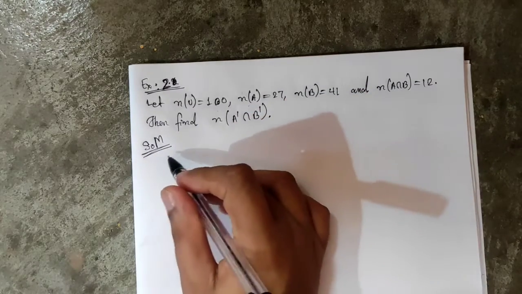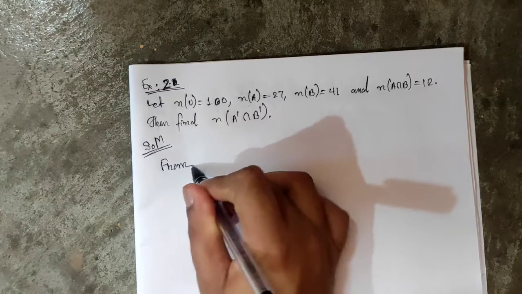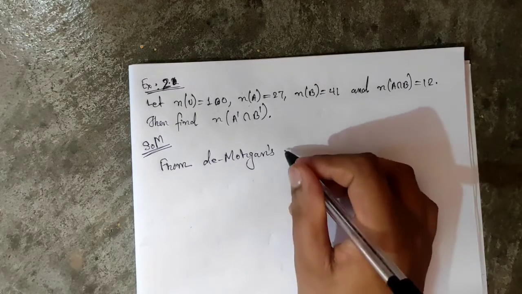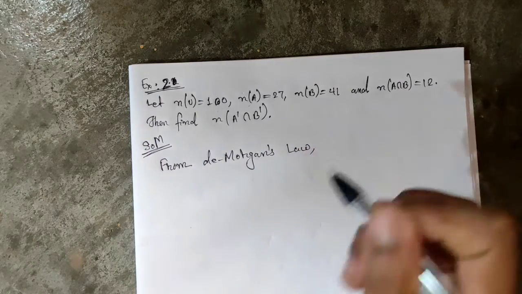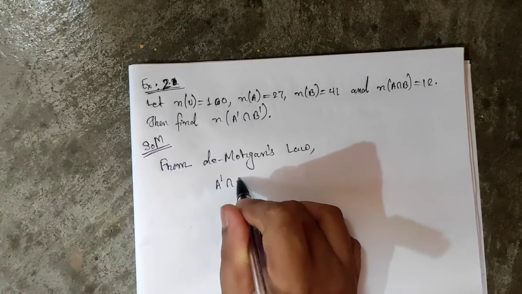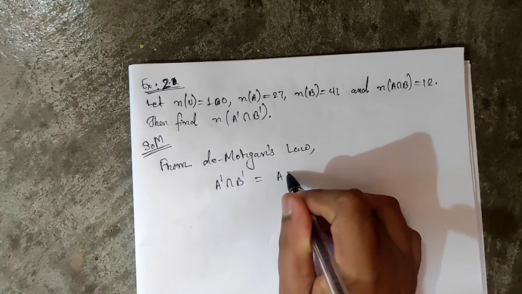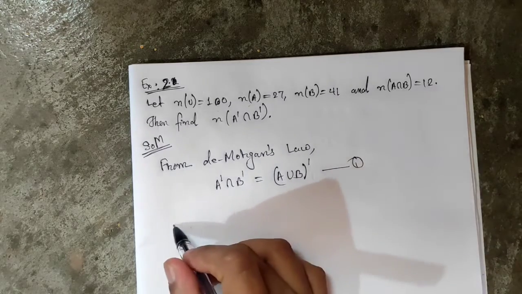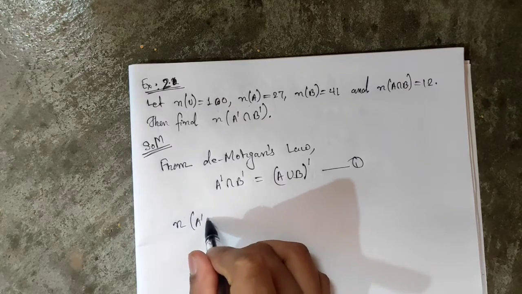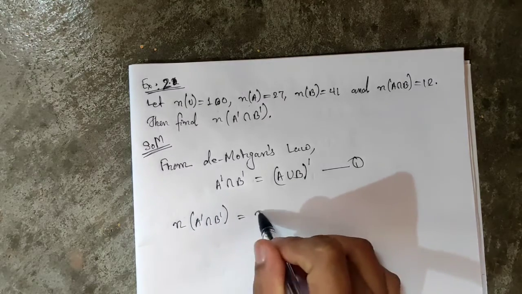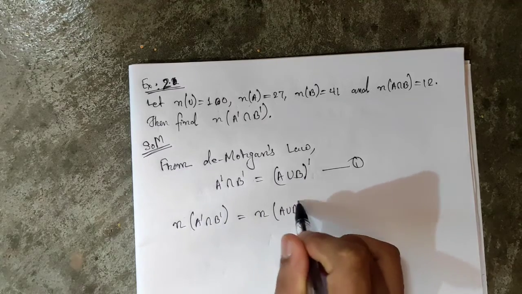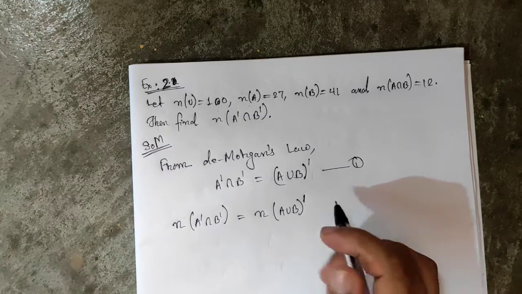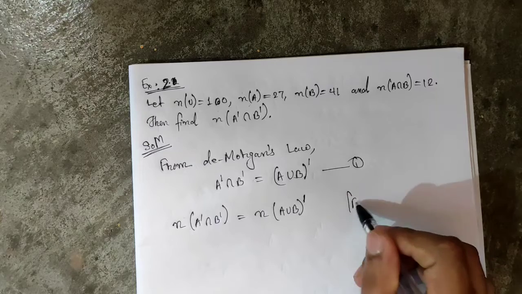Now we know from De Morgan's law, which we have already learned in class 9 advanced mathematics, that A complement intersection B complement can also be written as A union B whole complement. Now we need to find n of A complement intersection B complement. That means we can find n of A union B whole complement. So we can write it like this. Any doubt here? Because these both are the same.